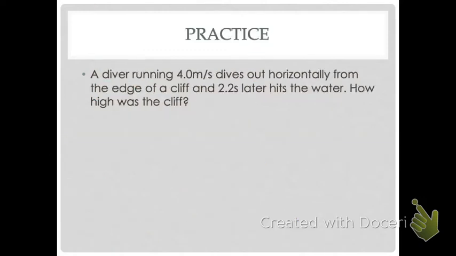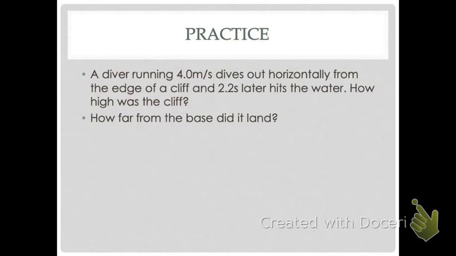All right, let's try this one together, and then I'm going to write up a couple extra on your own. Okay, so it says a diver running 4 meters per second dives out horizontally from the edge of the cliff and 2.2 seconds later hits the water. How high was the cliff and how far from the base did it land?